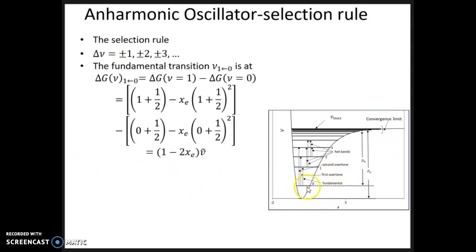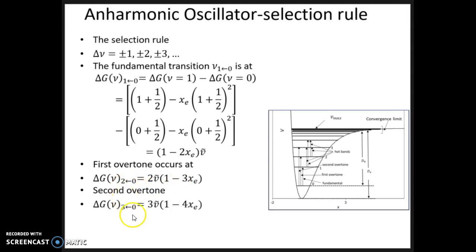The transition from 0 to 1 is called the fundamental. When you have v changing by plus or minus 2 and above, we call them overtones. So 0 to 1 is fundamental, and 0 to 2 is now an overtone, the first overtone. The second overtone is from 0 to 3. The third overtone will be from 0 to 4. So the first overtone occurs at the transition 0 to 2, and then the second overtone at 0 to 3. We just put it in the energy equation. That will be 3 plus half minus 0 plus half, and we arrive at 1 minus 3xe times 2ν.